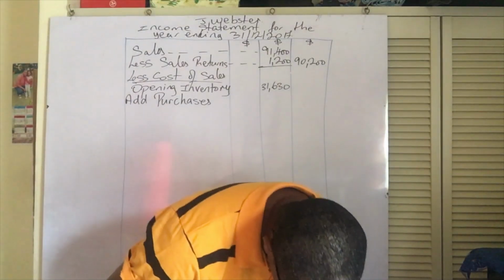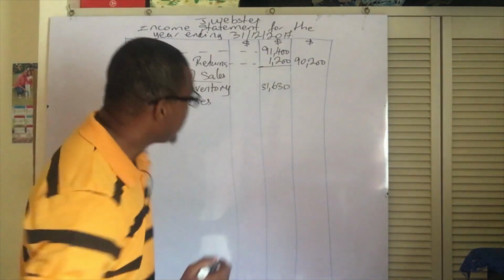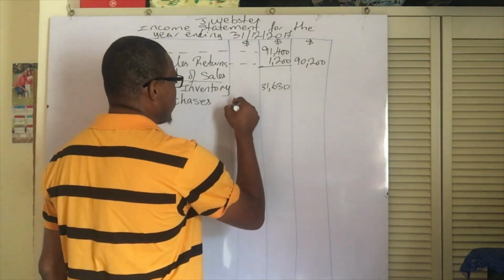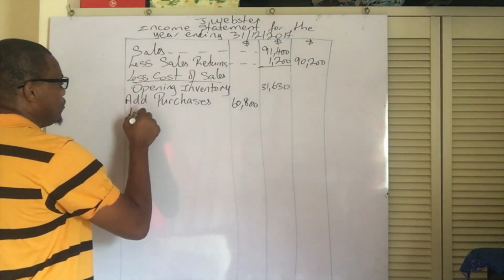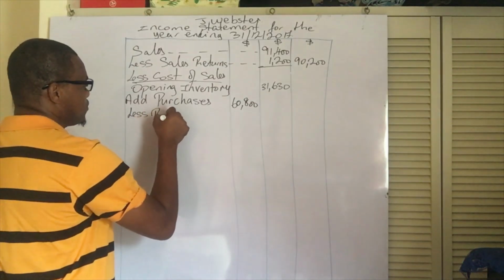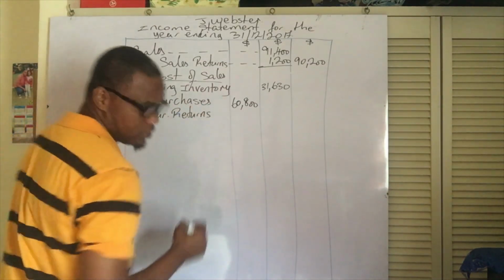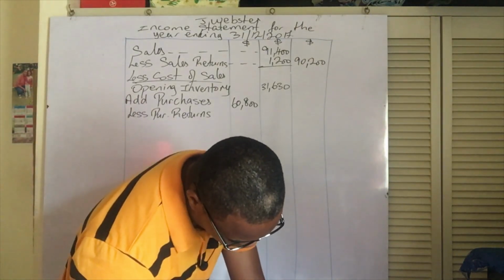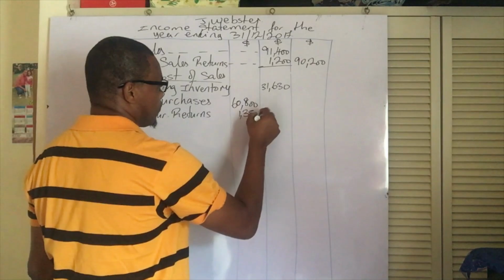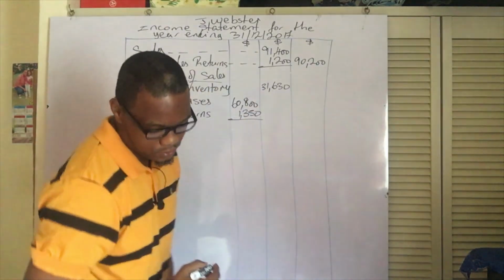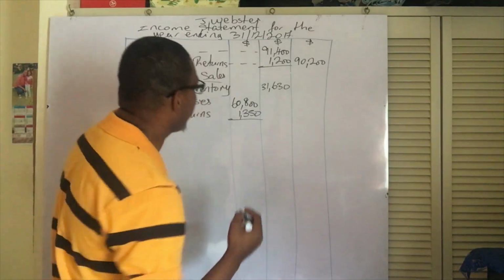So the purchases amount, right, is 60,800, right, and then you less purchases returns. Purchases returns is what, 1,350, right? That would give us 59,450.